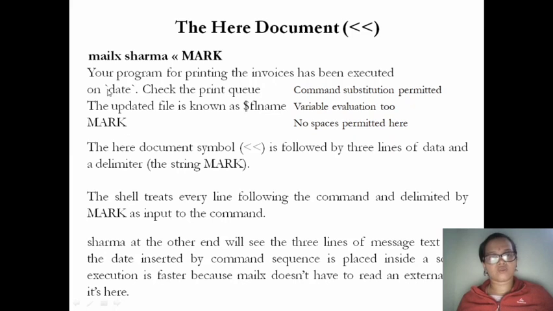The shell treats every line following the command and delimited by the mark as input to the command. And Sharma, at the other end, will see the 3 lines of the message text with the date inserted by the command. So mailx, where Sharma is on the other end, and the mark is sending it. Sharma will read only the 3 lines of statements. Execution becomes faster because mailx does not have to read the message from an external file. Because it's here only.